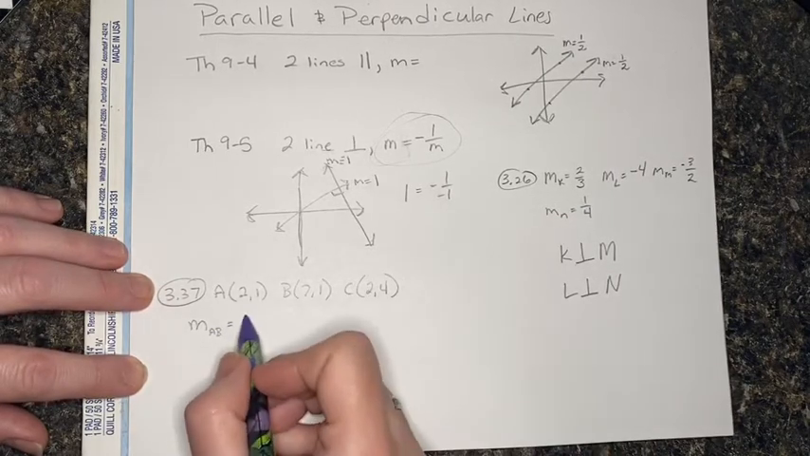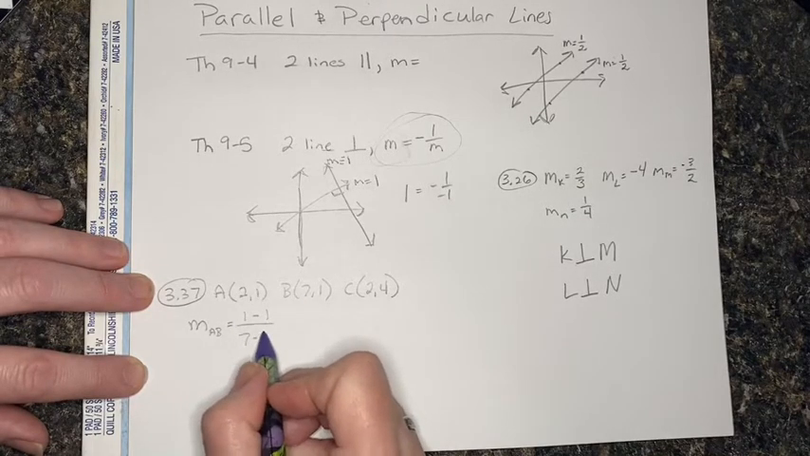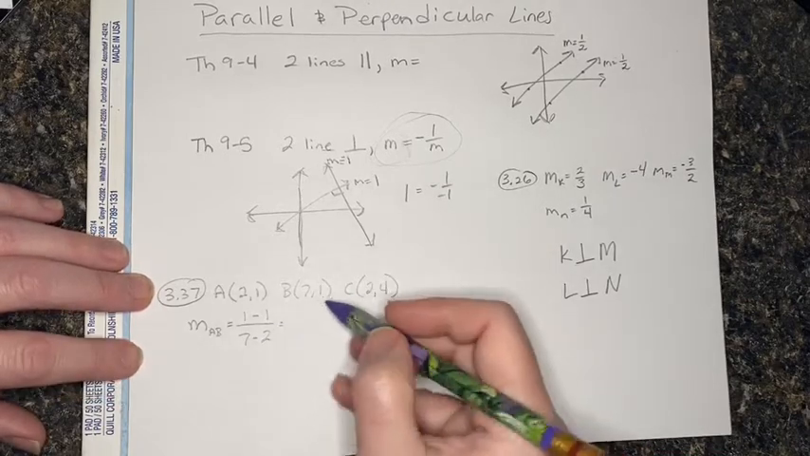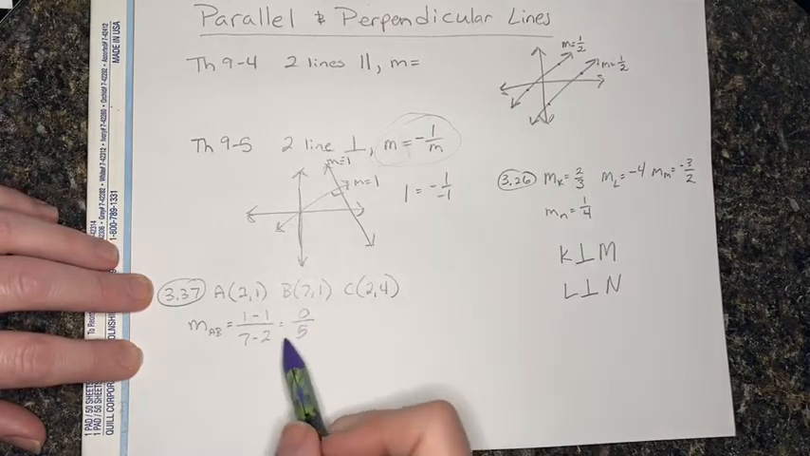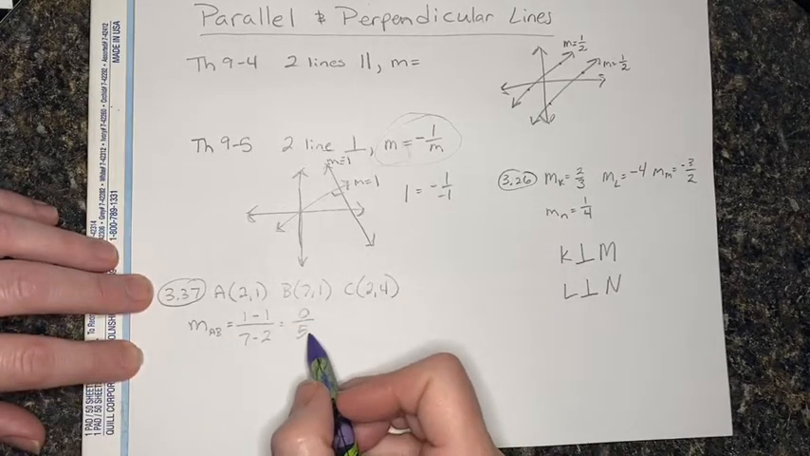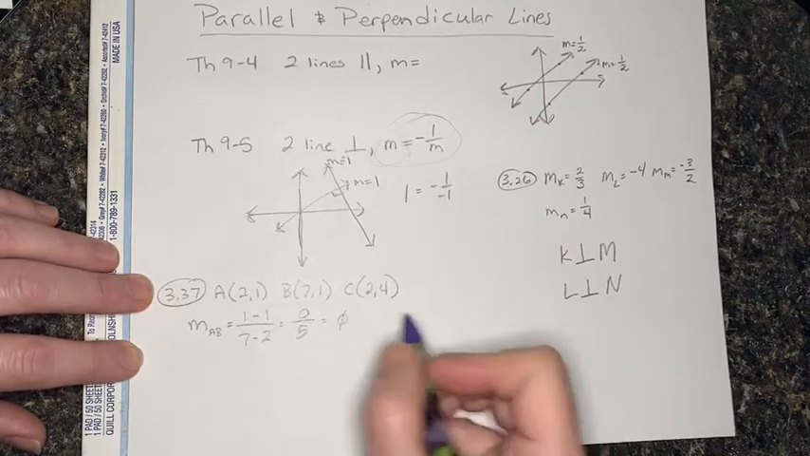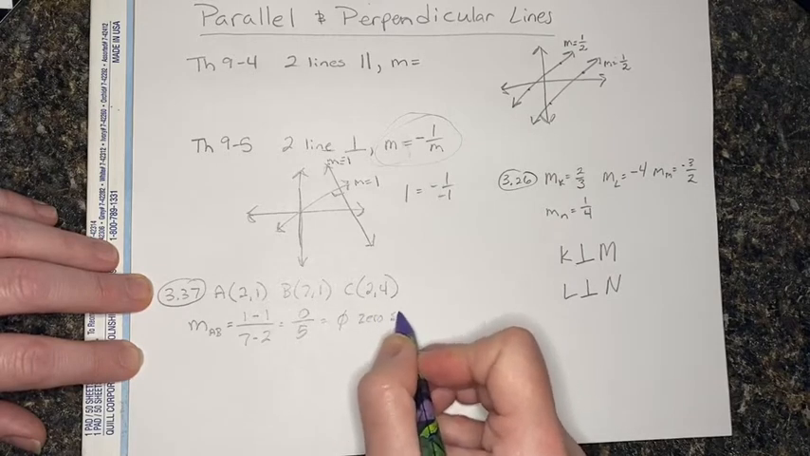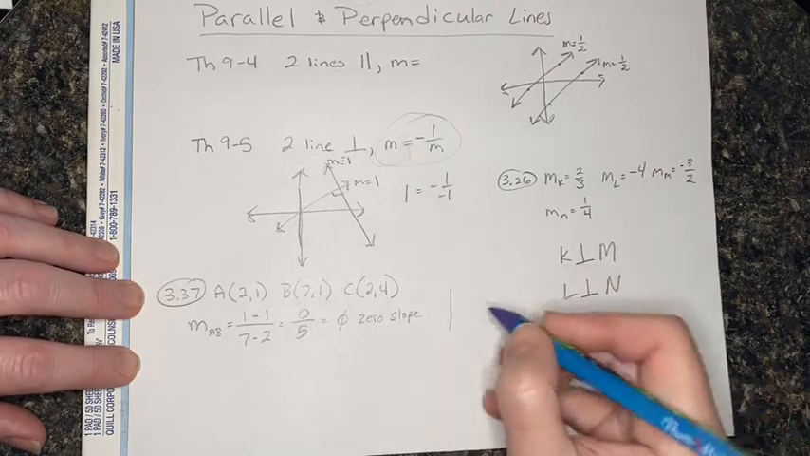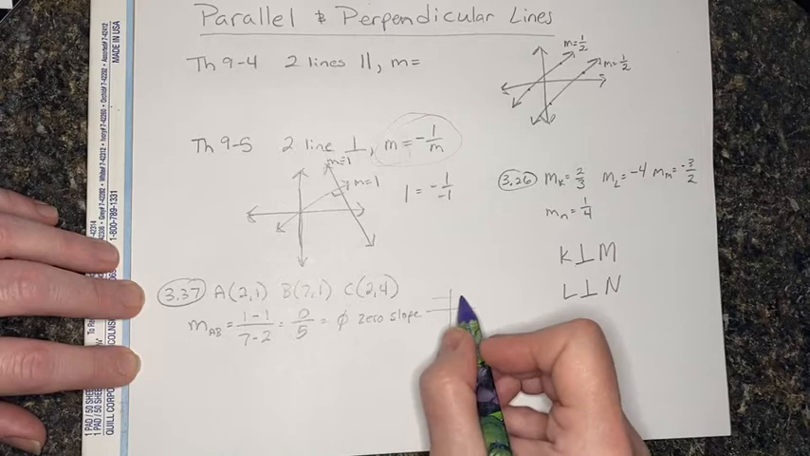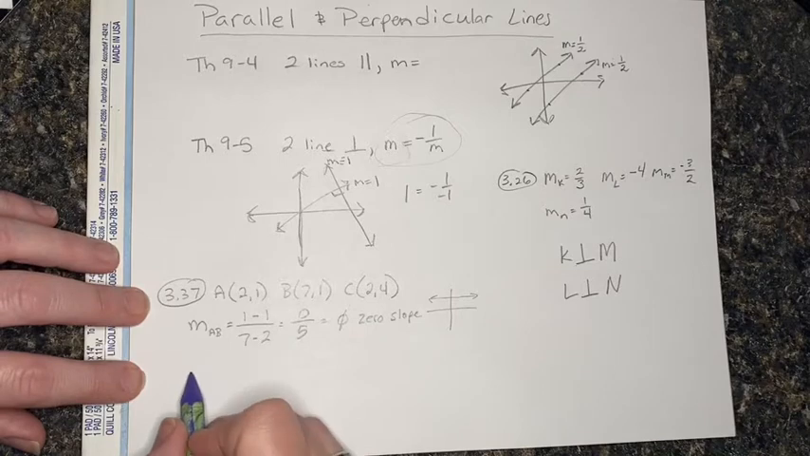The slope of AB gives us a 1 minus 1 over 7 minus 2, okay? Well, we know that 1 minus 1 is going to give us a 0, while 7 minus 2 gives us a 5. Now remember, from when we talked about it before, any number divided into 0 is 0. Okay, this is 0 slope. How is that represented on our coordinate plane? Remember, a 0 slope is represented as a horizontal line.